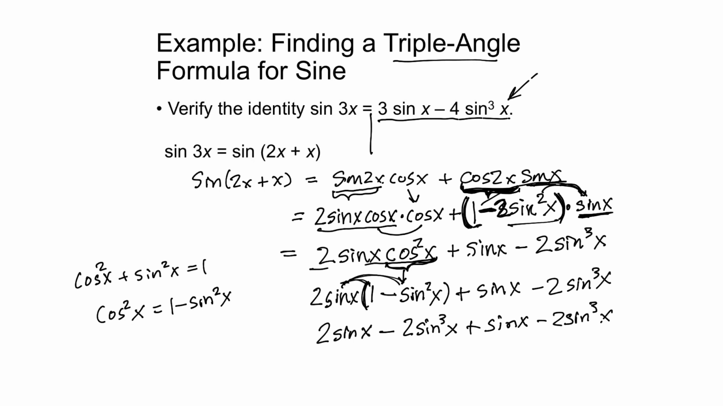All right. We have like terms now. If you'll notice, these two terms are alike, and they would combine together to give me minus 4 sine cubed of x. And then I have 2 sine of x plus 1 sine of x. That gives me 3 sine of x. And that is what I was going for, success. I wanted to put this in terms of sine, and I did so. And in fact, I showed and proved that this could be a triple angle formula for sine.